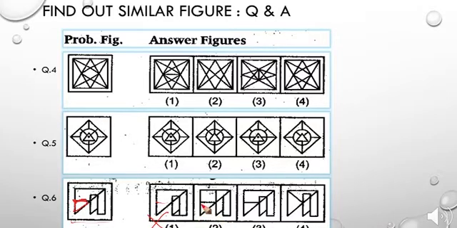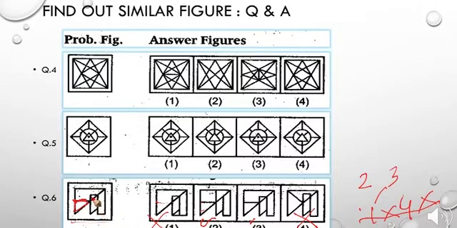In option 2, yeah, the triangle is there, so we can temporarily accept this. In option 3, this triangle is there, we can accept it. In option 4, this triangle is missing, so we reject this. Now we are left with 2 and 3. 1 and 4 we have rejected. 2 and 3 can be the answer. So let's check further.